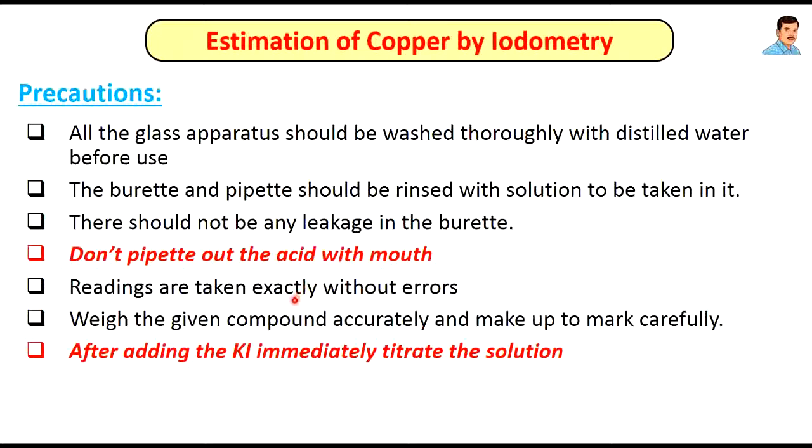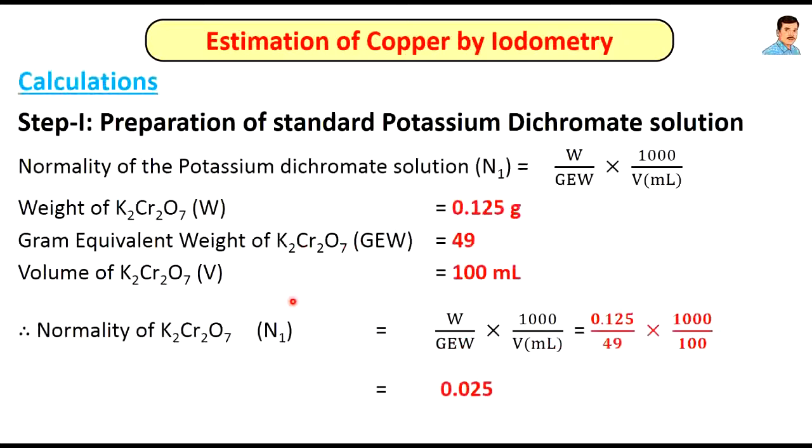Readings are taken accurately without errors. Potassium dichromate compound should be weighed accurately in step 1, and immediately we have to titrate after the addition of potassium iodide solution. These are the precautions. Now have a look at the calculations.